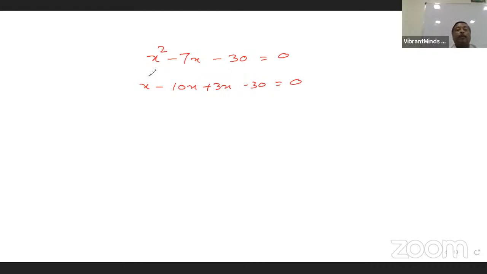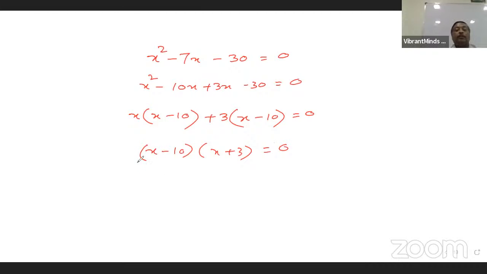So again, what we have here is, take x as common, so it will give you x minus 10. What we have here is plus 3, take this as common, and we have x minus 10. Now, x minus 10, when we take common, it will be x plus 3. Now, either this will be 0 or this will be 0. So let's take x minus 10 is equal to 0, or x is equal to how many? It is 10. Or x plus 3 is equal to 0, or x is equal to how many? Minus 3.